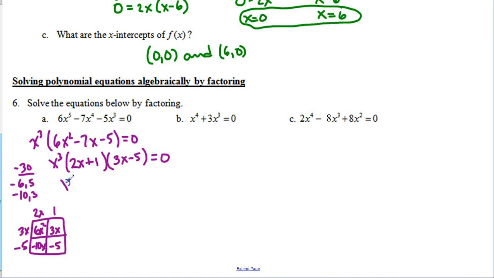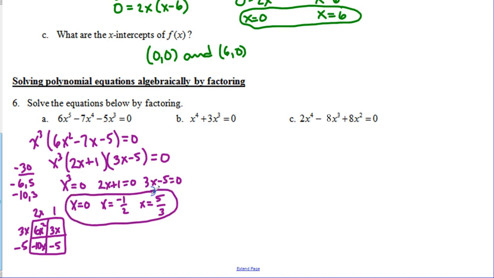Okay? So using our zero product property, we're going to say x cubed equals 0, 2x plus 1 equals 0, and 3x minus 5 equals 0. So each one of these can be solved. When you cube root a 0, you just get 0, right? So that's one of the solutions. When you subtract 1, divide by 2, you get negative half. When you add 5 and divide by 3, you get 5/3. So those are our 3 solutions to this pretty complicated looking quintic. That's a fancy mathy word for a 5th power polynomial.